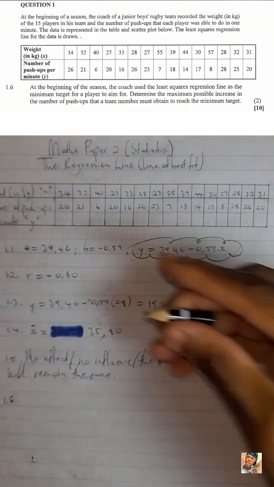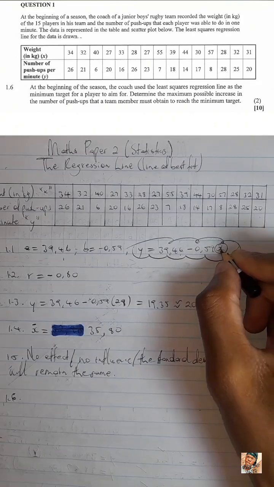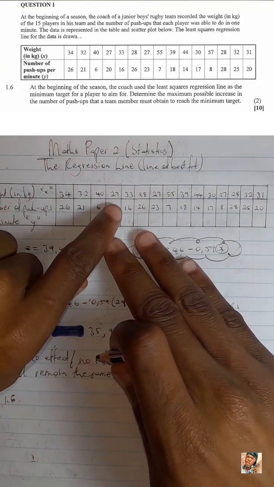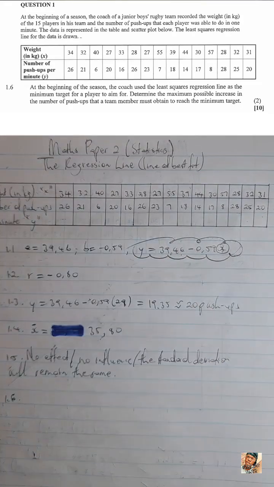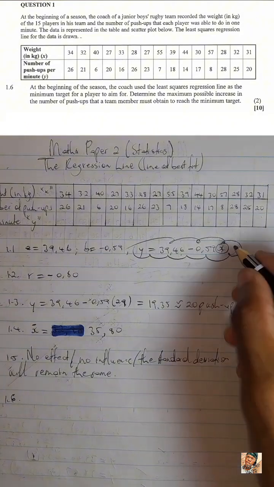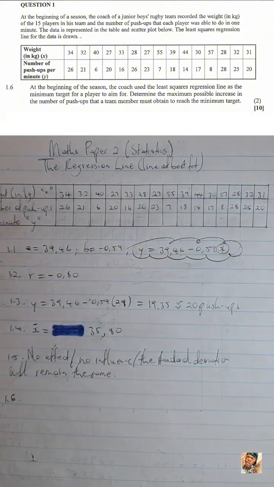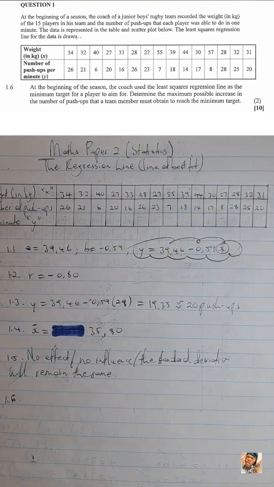So for 34, we're going to substitute 34 here, then 32, then 40, then 27, then 33. For the sake of time and for the length of this video, I'm not going to do this manually. I'm just going to write down the number of push-ups that each player was expected to make. I'm going to substitute wherever I see x, all of these values, and then write down the corresponding y values. Please just wait a second as I calculate that.